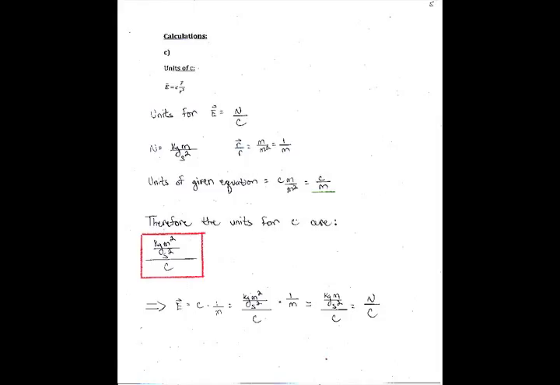To solve for part C, we know we need to end up with newtons per coulomb, and we can see that the units of the given equation are actually C over m. In order to make that work, we need to use kilogram meters squared over second squared all over coulombs to be C to make this work.